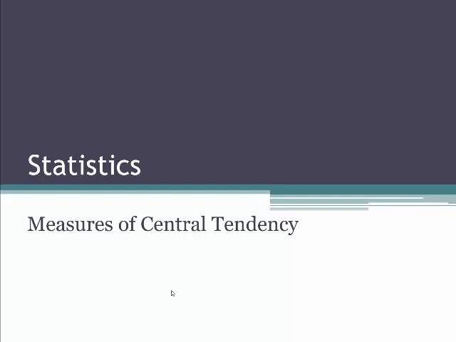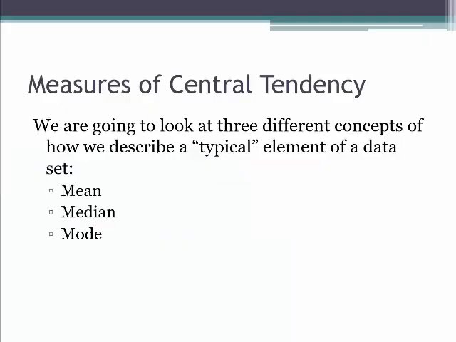In this lecture, we want to begin talking about what we call measures of central tendency. What this lecture will introduce will be the first numerical measures for summarizing a data set. So what are measures of central tendency? Here we're going to look at three different concepts that describe what a typical element of a data set is.